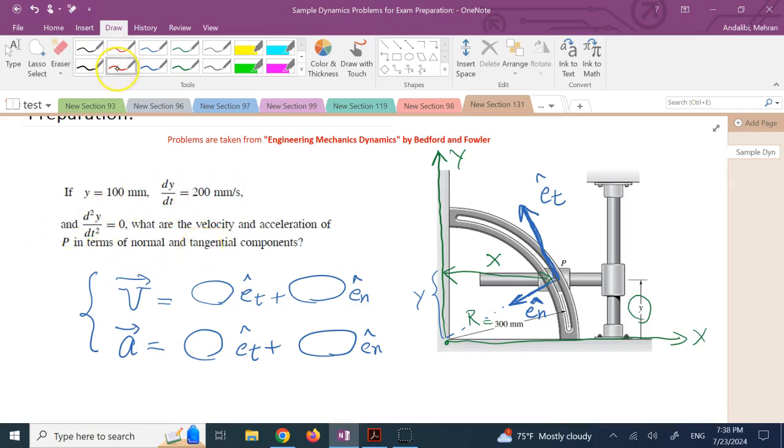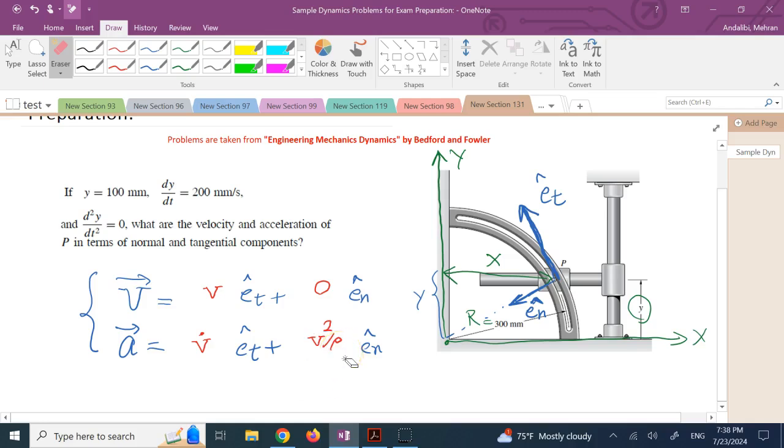Now, right off the bat, we know that the velocity in the NT coordinate is only along the T direction. Velocity will never have any normal component. So this one right off the bat is 0. This one is just the speed V. For acceleration, the tangential component is V dot, the time derivative of the speed, and the normal component is V squared over rho. These are the formulas that we know from particle kinematics.